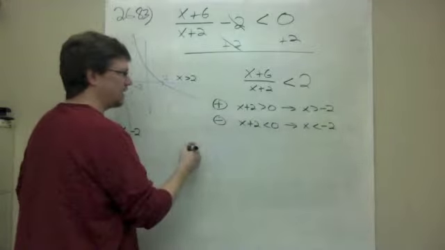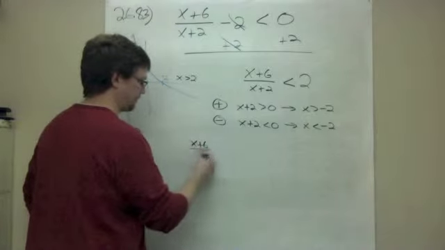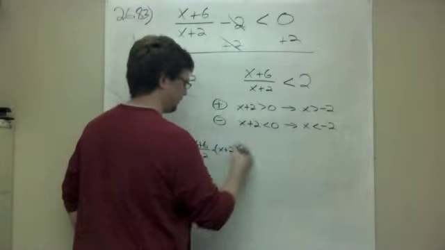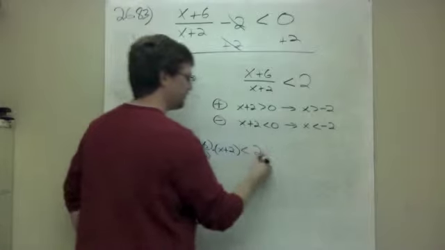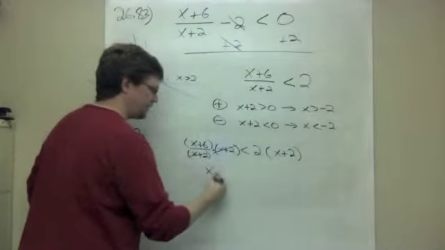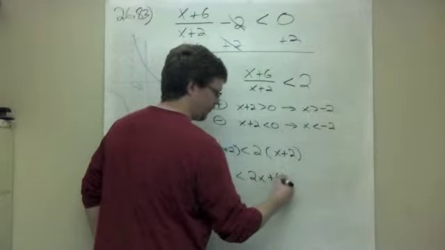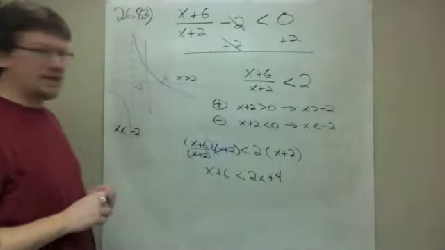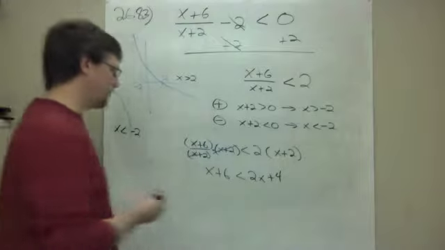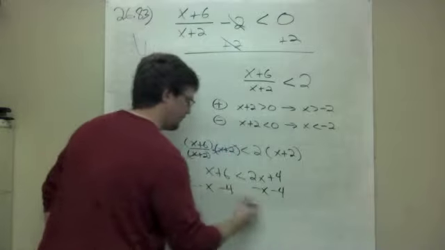So on the positive side, if I multiply both sides by x plus 2, parentheses help. Okay. This will cancel with that, leaving us with x plus 6 is less than 2x plus 4. In this case, I want to subtract the x over to the right side and subtract the 4 over to the left side. Minus x, minus 4, minus 4.